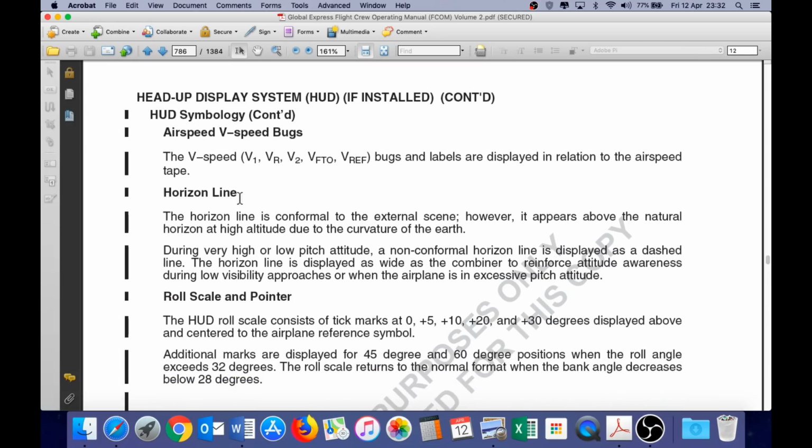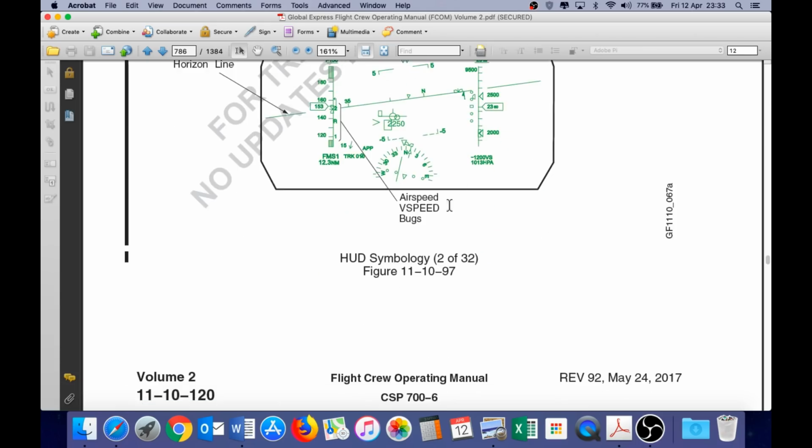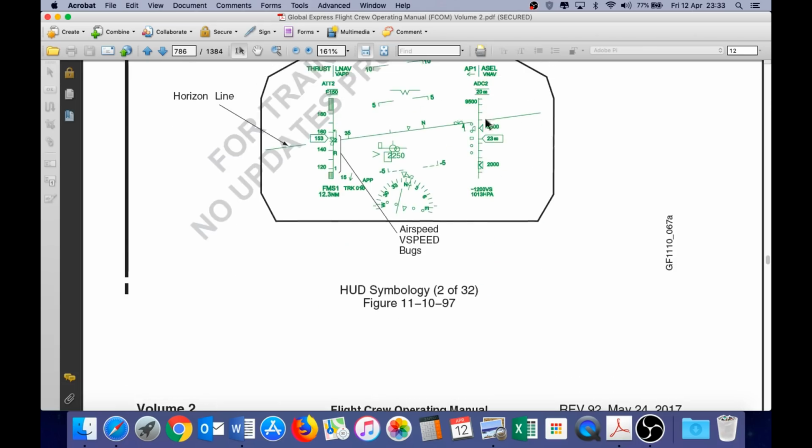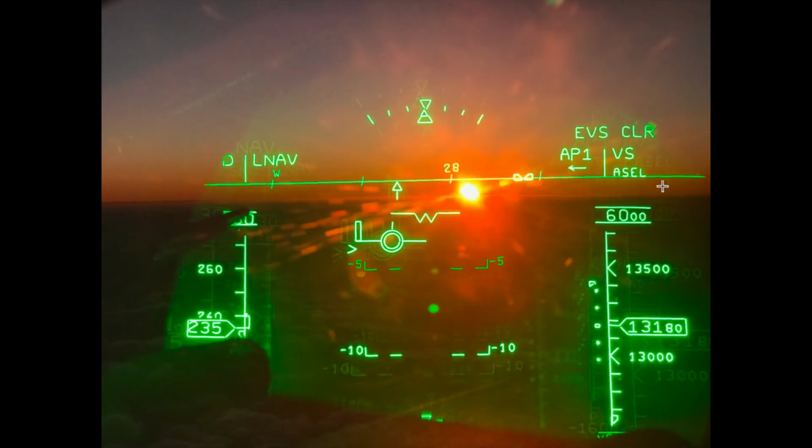Specifically, the horizon line. The horizon line is conformal to the external scene. However, it appears above the natural horizon at high altitude due to the curvature of the Earth. And this is the horizon line. In my video footage, you can see the horizon line is clearly above the visible Earth horizon. And as the flight manual says, that is due to the curvature of the Earth.